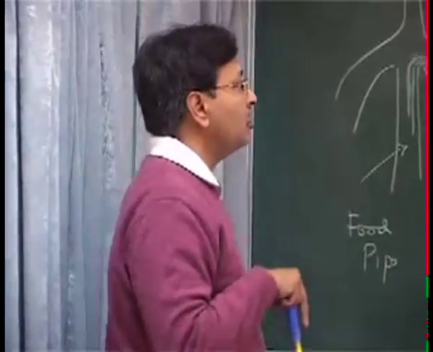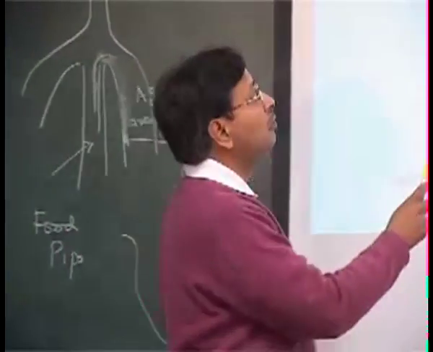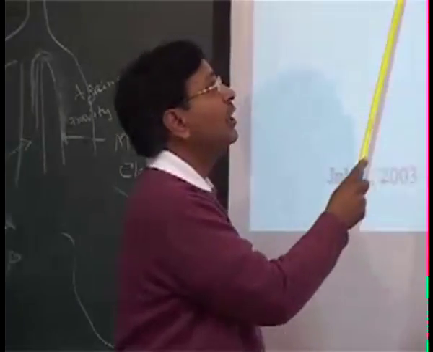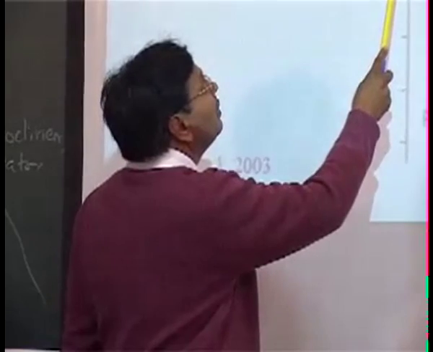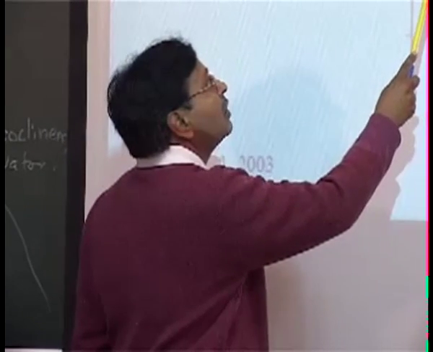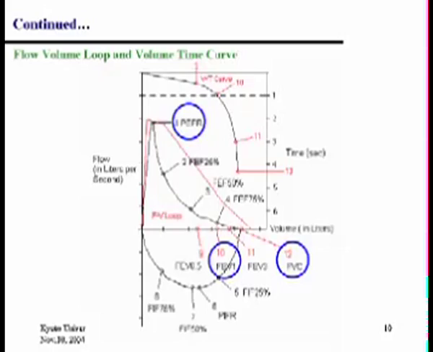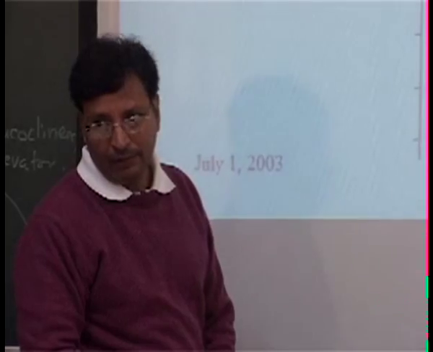Don't forget, this is the flow rate in liters per second. The first number we are calling PEFR, peak expiratory flow rate. This is a very good indicator for a person who has asthma.